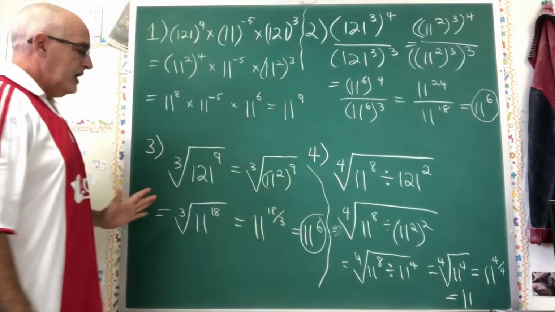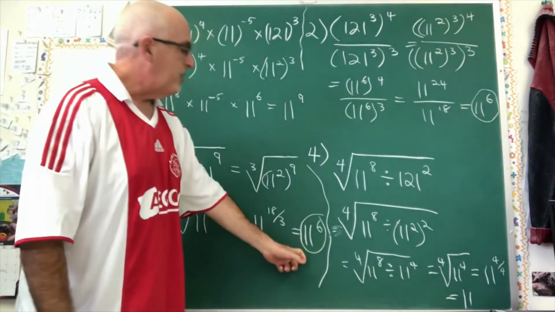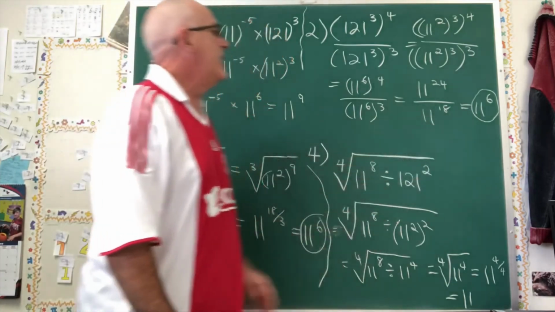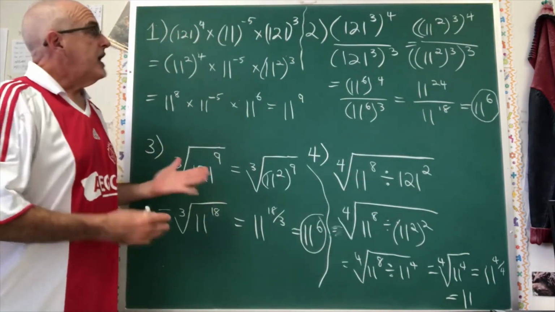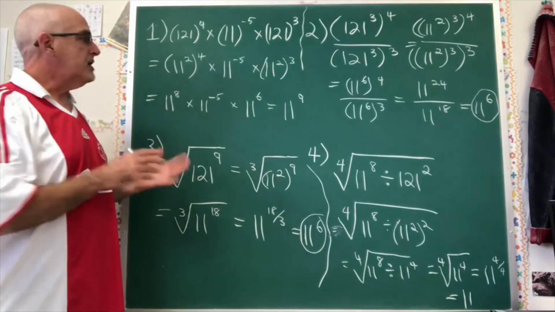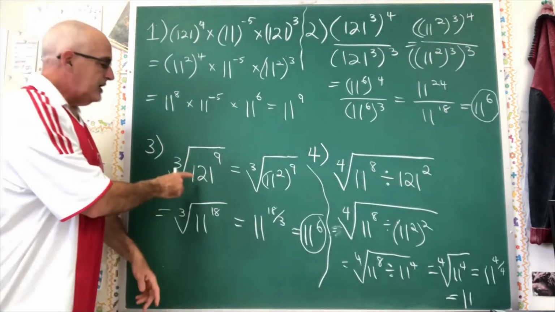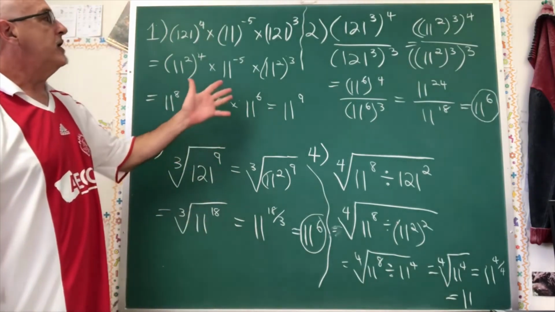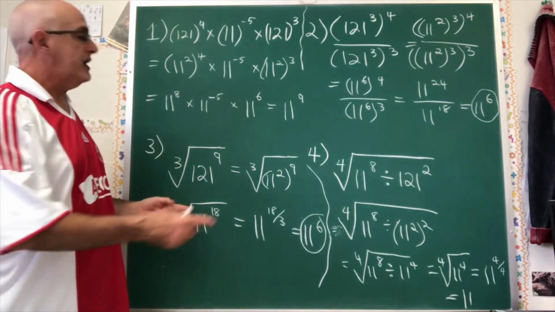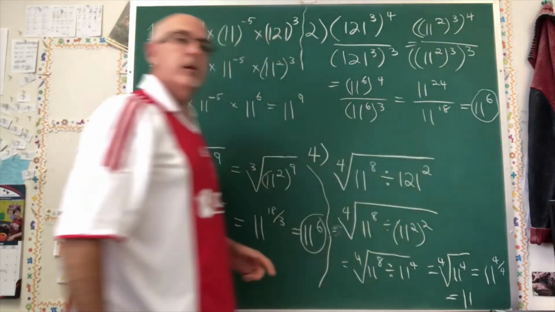It's not equivalent to the others, so we have found our pair of equivalent ones this time. They're both 11 to the power of 6, and it's number 2 and number 3. This is how we apply laws of exponents and occasionally switch from radical into exponential mode in order to simplify expressions like this and to test whether two expressions are equivalent.